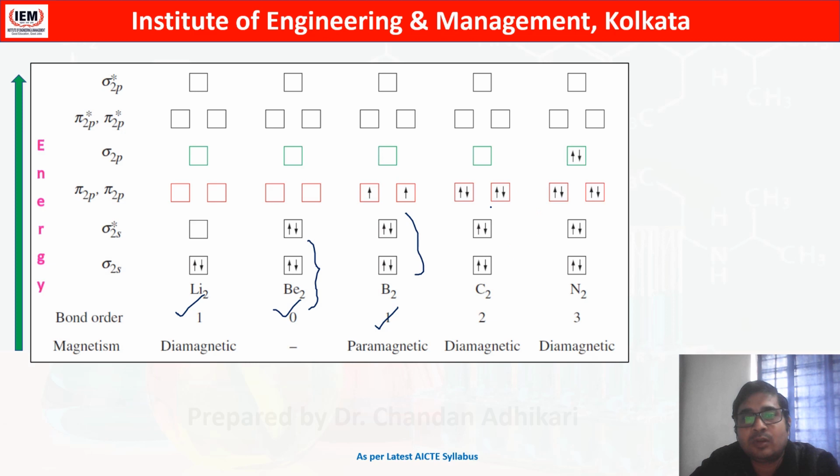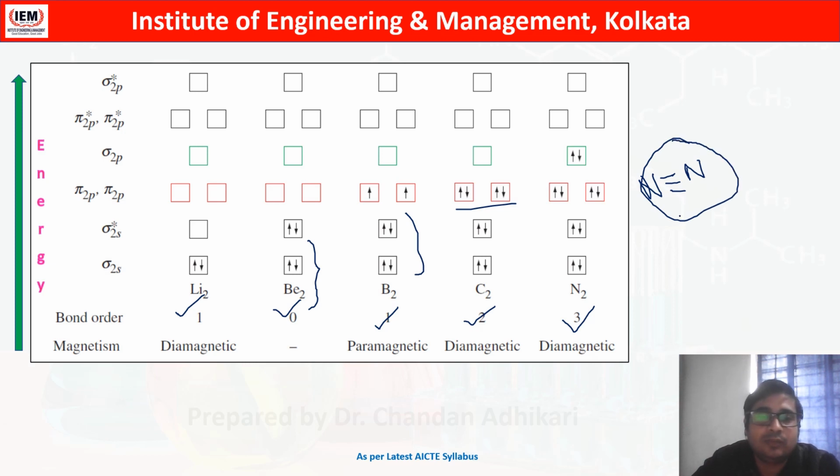In case of carbon there are 4 bonding electrons and no antibonding electrons, so 4 minus 0 by 2, so bond order is 2. In case of nitrogen there are 6 electrons in bonding molecular orbitals, there is no electron in antibonding molecular orbitals, so 6 minus 0 by 2, so 3. That's why in most of the cases the N triple bond N is found, and this is very strong and lots of energy is required, so N2 is very stable.